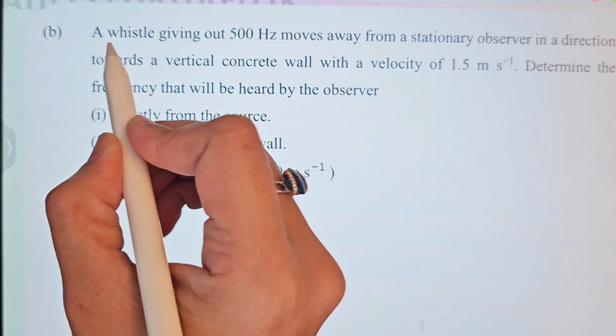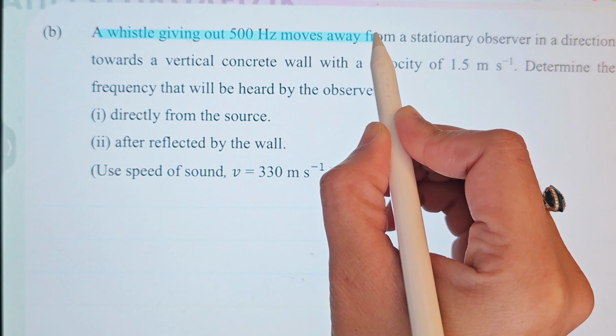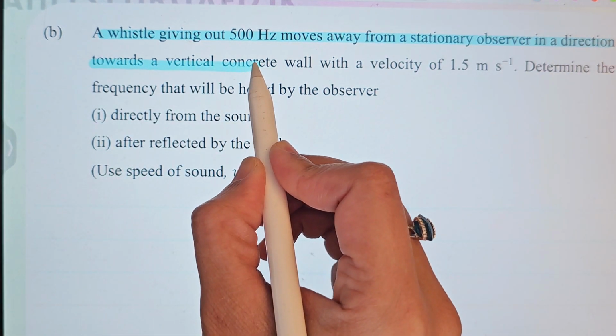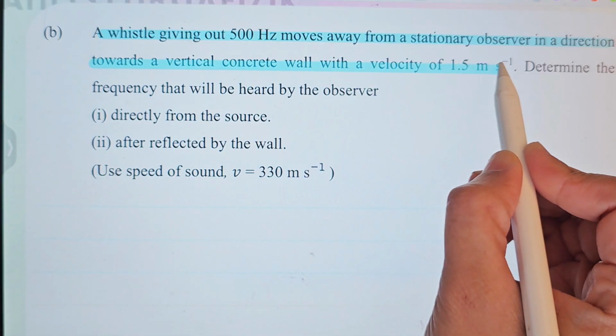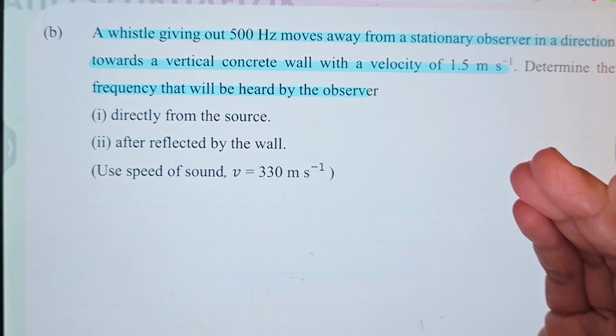Let's move to question 31b. A whistle giving out 500 Hz moves away from a stationary observer in the direction towards a vertical concrete wall with a velocity of 1.5 meter per second. Determine the frequency that is heard by the observer.